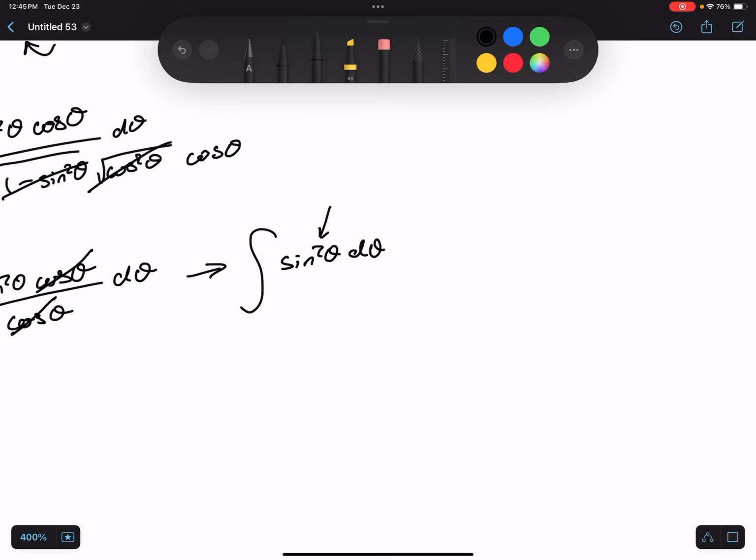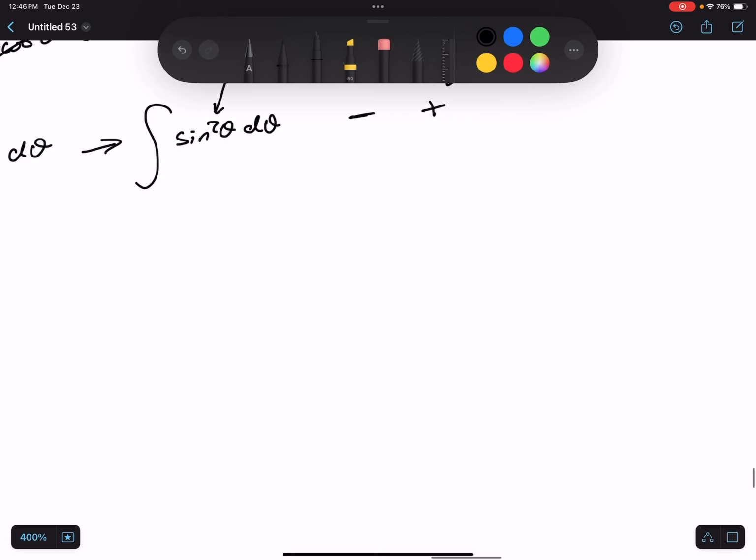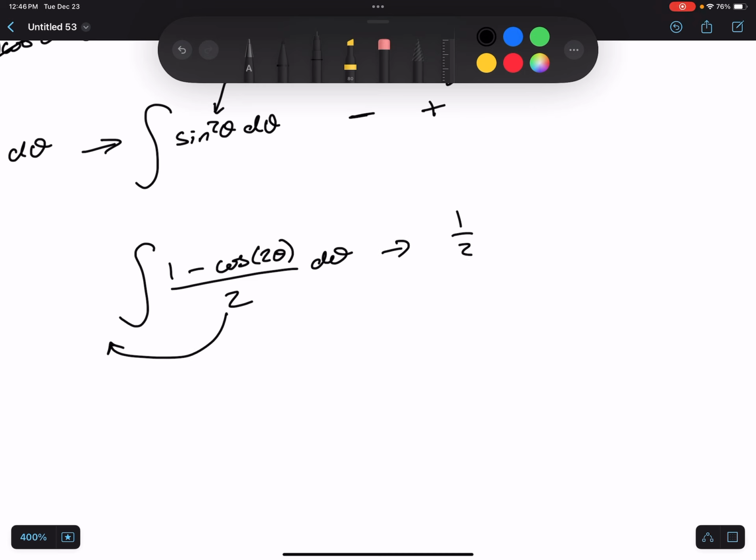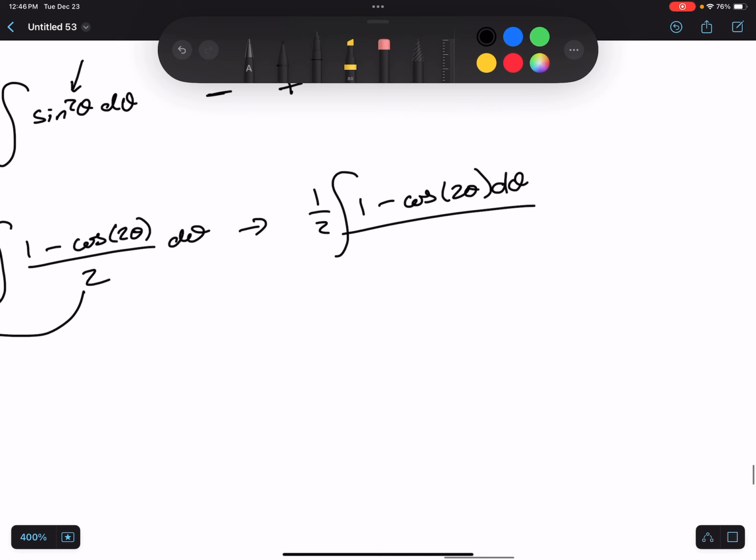And for sine, that looks like a minus rather than a positive, because the positive would be for a cosine squared function. And so we can rewrite this as the integral of 1 minus cosine 2 theta over 2 d theta. We can kick the 2 out front and rewrite it once more as 1/2 times the integral of 1 minus cosine 2 theta d theta. And now we're ready to go ahead and integrate.